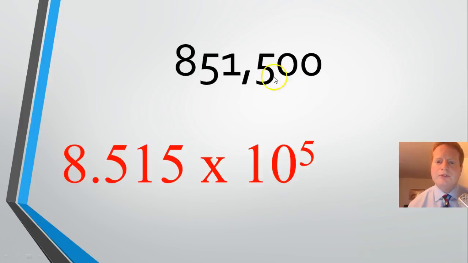Well, we moved our decimal across actually 1, 2, 3, 4, 5 spaces, and our original number is greater than 1, so our exponent is positive. So 8.515 times 10 to the positive 5. And we keep as many of the non-zero digits as we can.